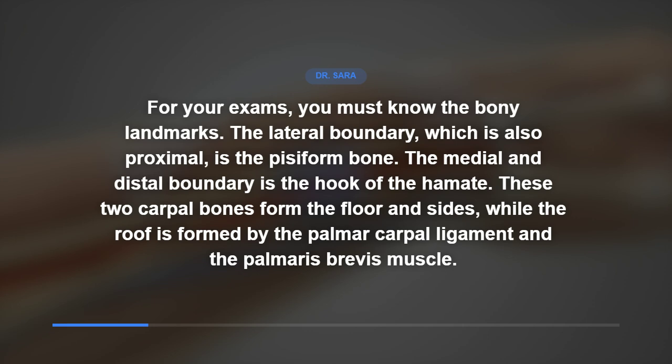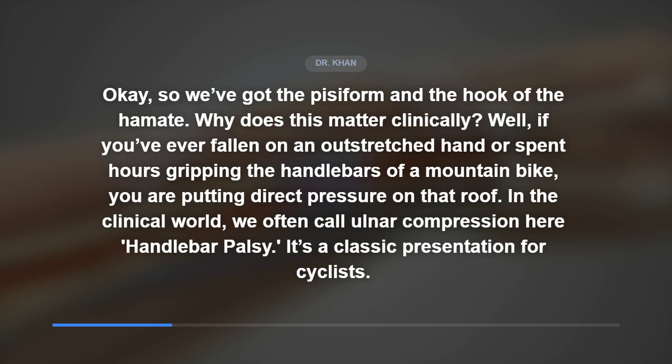For your exams, you must know the bony landmarks. The lateral boundary, which is also proximal, is the pisiform bone. The medial and distal boundary is the hook of the hamate. These two carpal bones form the floor and sides, while the roof is formed by the palmar carpal ligament and the palmaris brevis muscle. Okay, so we've got the pisiform and the hook of the hamate. Why does this matter clinically?